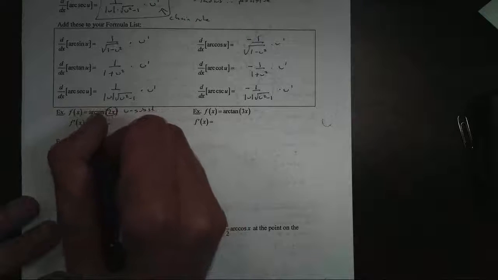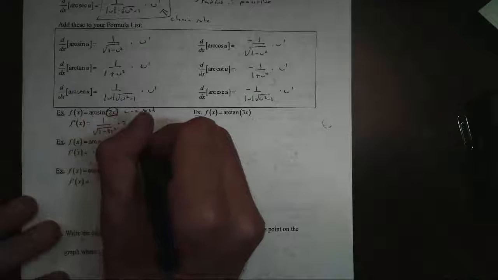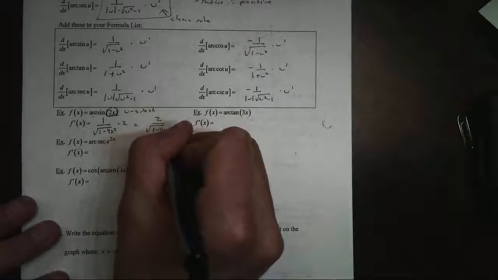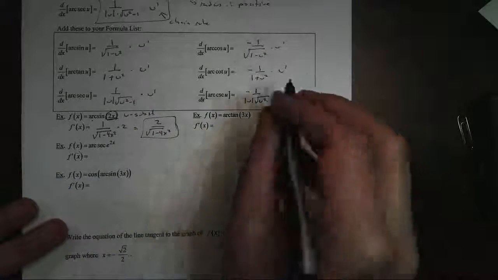That's our chain rule. So this is just saying 1 over the square root of 1 minus 2x squared, which becomes 4x squared, times the derivative of my inside, 2. So I could write that if I wanted to as 2 over the square root of 1 minus 4x squared. And there's your derivative.